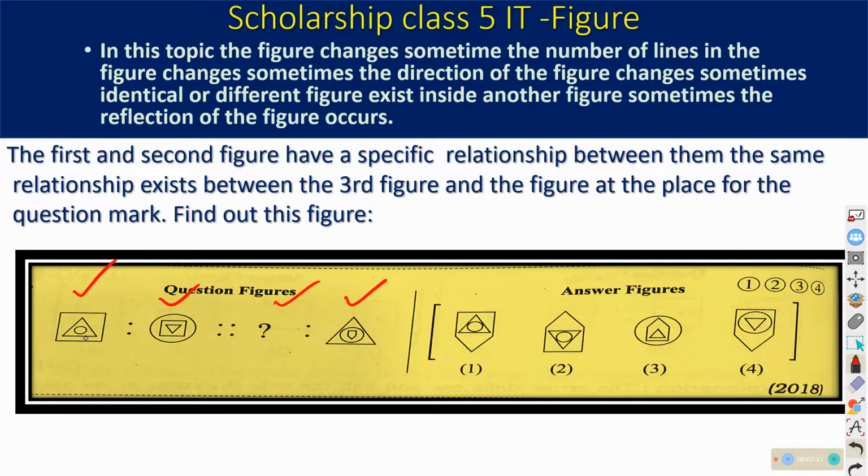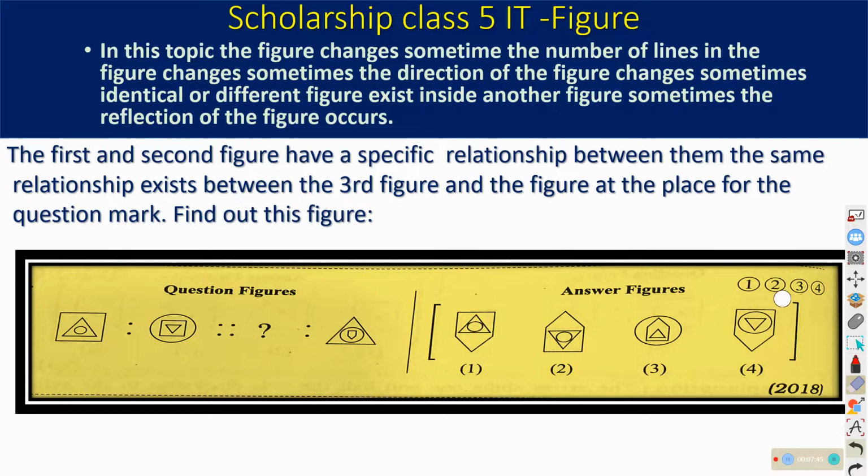So here there is a change in the figure also. Earlier it was square, square, rectangle, rectangle. Now the quadrilateral has become circular, and the triangle which is inside has become upside down. Lot of changes. So we need to study what all changes happened here. Then only we can think about the answer here. What can be the answer?